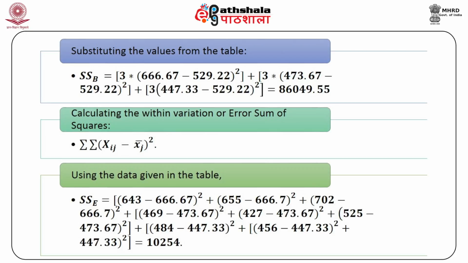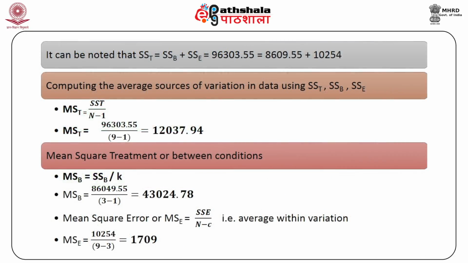Calculate within variation or error sum of squares, that is variation in the data from each individual treatment. Based on the data given in the table, the sum of squares of our errors is also calculated, and note that SST is equal to SSB plus SSE. Compute the average source of variation in data using SST, SSB and SSE, and we get mean sum of squares for the total by SST divided by n minus 1, where n is the total number of observations. Mean sum of squares total is also calculated, and then mean square treatment between the conditions is calculated by the average between variations, C being the number of columns in the data table. The mean sum of squares for between treatment is also calculated, and mean sum of squares for errors is also calculated, that is average within the variations.